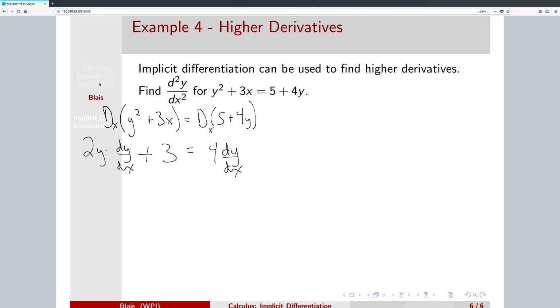Now, we can then solve for dy dx. So if we bring the 3 over to the right and the 4 dy dx over to the left, then we have 2y times dy dx minus 4 times dy dx equals negative 3. Here we factor out the 2y minus 4 and divide both sides by it, and we get dy dx is minus 3 over 2y minus 4.